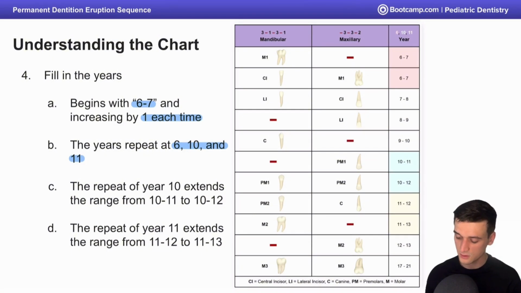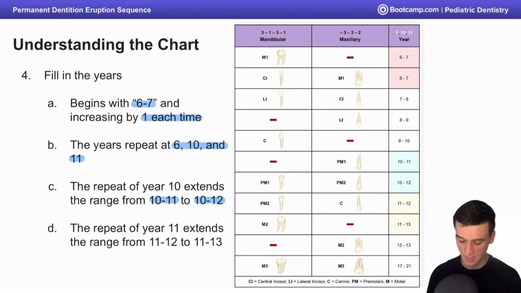Now, if we look over to our years column to see how this plays out, the repeat of year 6 is going to keep the same exact range. We're going to have 6 to 7 as our first range, and we'll do the same exact thing 6 to 7 here. But when we repeat year 10, we're going to actually extend the range. The first time that we write year 10, it's going to be the range 10 to 11, and then the second time when it repeats, we're actually going to expand that range to 10 to 12.